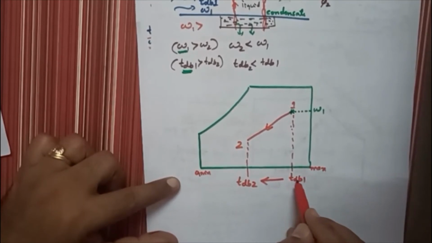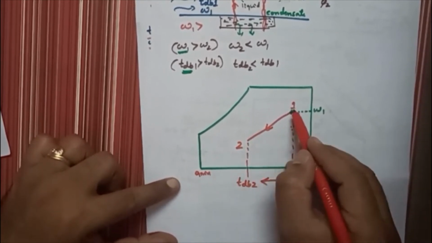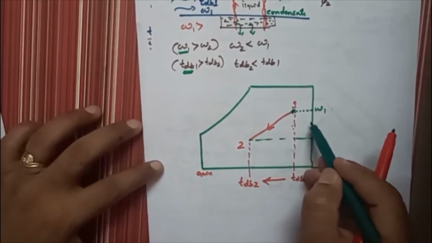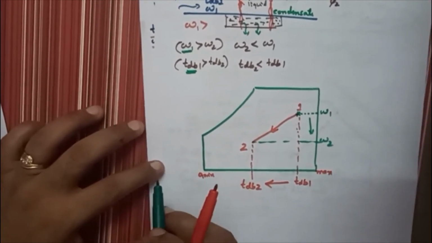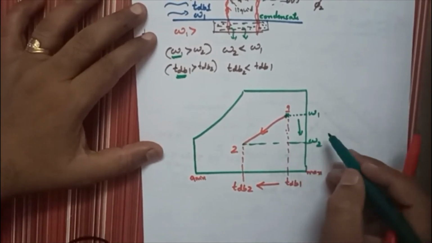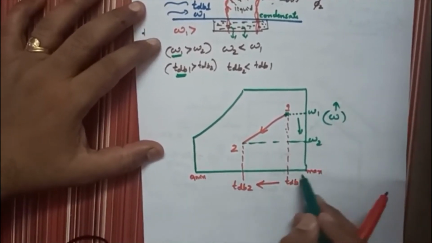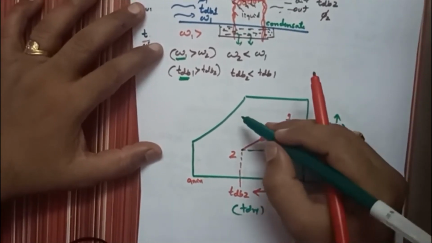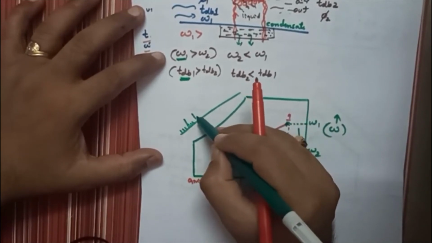Here the temperature is more, cooling takes place, temperature is less here, and here the omega value initially it is high, it is decreasing to a lower value. So this is the representation of cooling and dehumidification process in the psychrometric chart. On the y-axis it is moisture content omega, and on the x-axis it is dry bulb temperature, and here enthalpy lines will be represented.